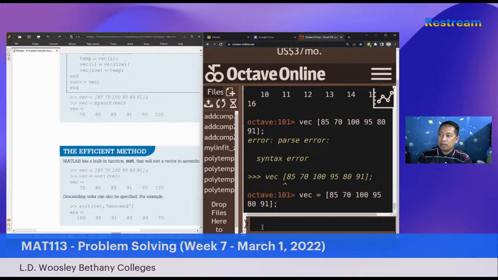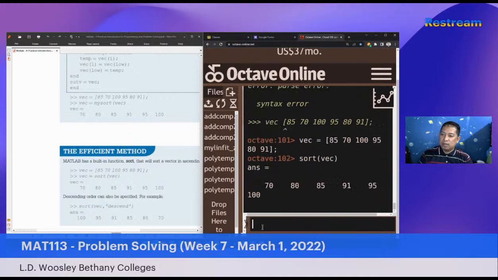Alright. And then we have sort. Sort vec. Pag sinort natin yan, it will be in ascending order. Yes, ascending order. Now, if we would like to have a descent, there is a specific order that we need to specify in the command sort. We have the vec and then the term descend.